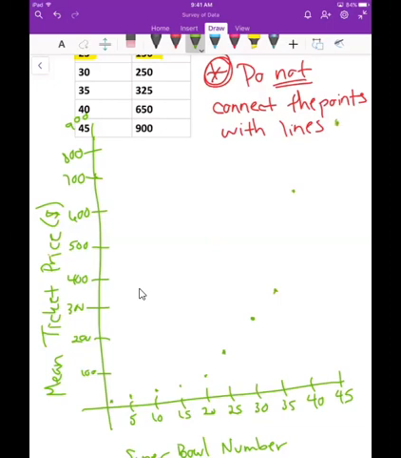And do not connect those, okay? So do not say, oh, it looks about like that. Nope. Only leave the dots, okay? That is our scatter plot. As messy as it may look on my screen, okay? Scatter plots are, of course, done better by technology, but we get the idea.